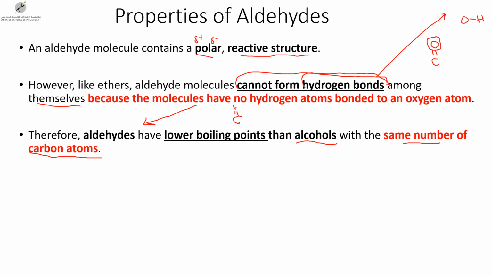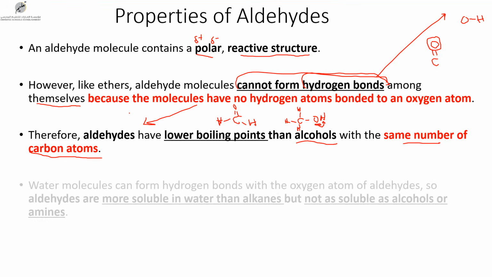So this is methanol, and this is methanal, H and H. Both of them have one carbon, right? So alcohol, methanol, will have a higher boiling point than methanal, the aldehyde. Why? Because the oxygen is bonded to hydrogen and it can make hydrogen bonds.